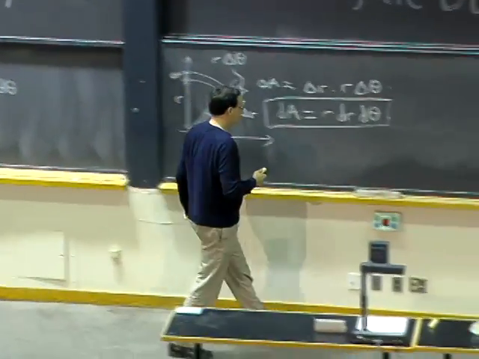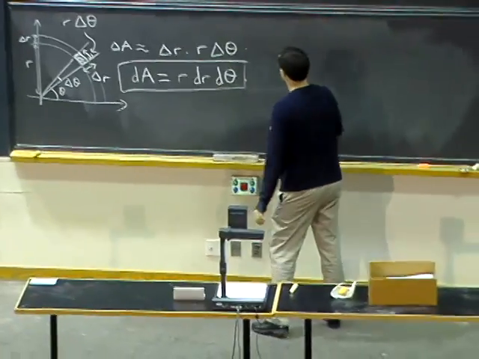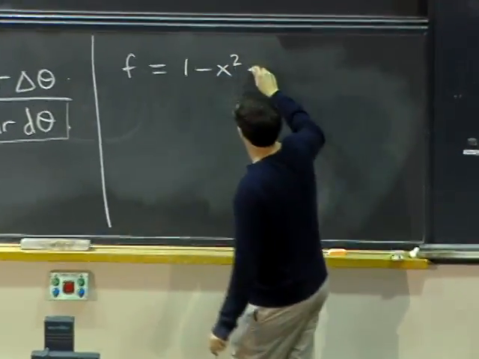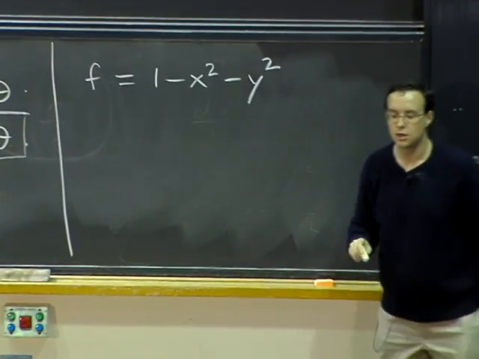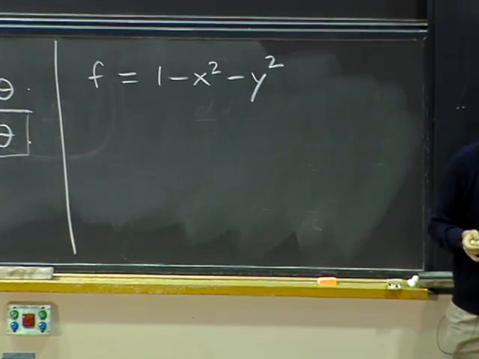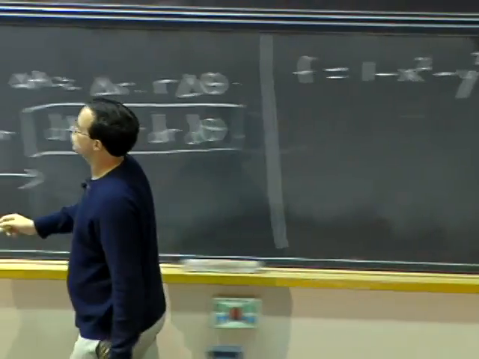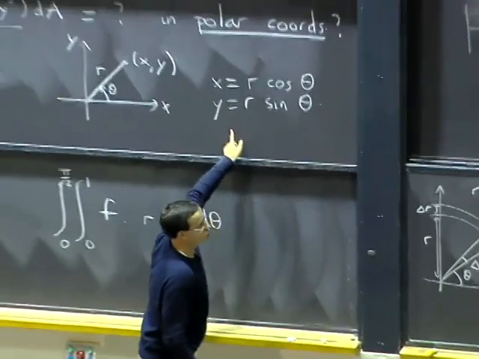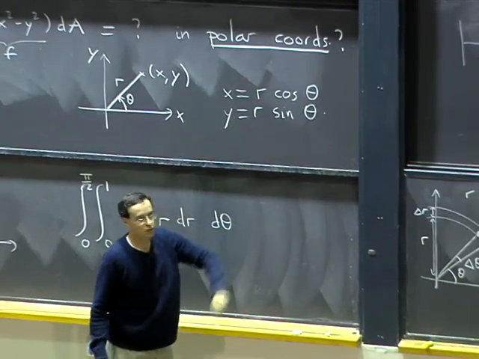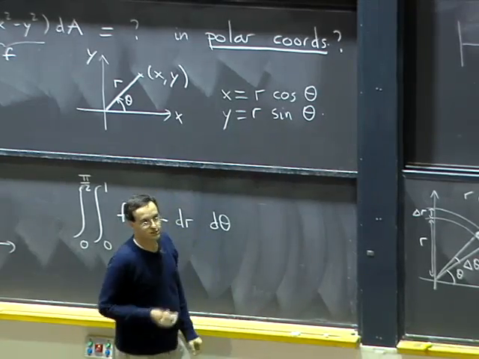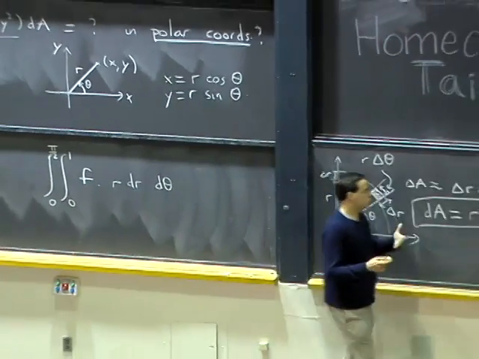So concretely, how do I do it here? Well, my function f was given as 1 minus x squared minus y squared. And I'd like to switch that to polar coordinates. I want to put r and theta in there. Well, I have formulas for x and y in polar coordinates, so I could just replace x squared by r squared cosine squared theta, y squared by r squared sine squared theta. And that works just fine.